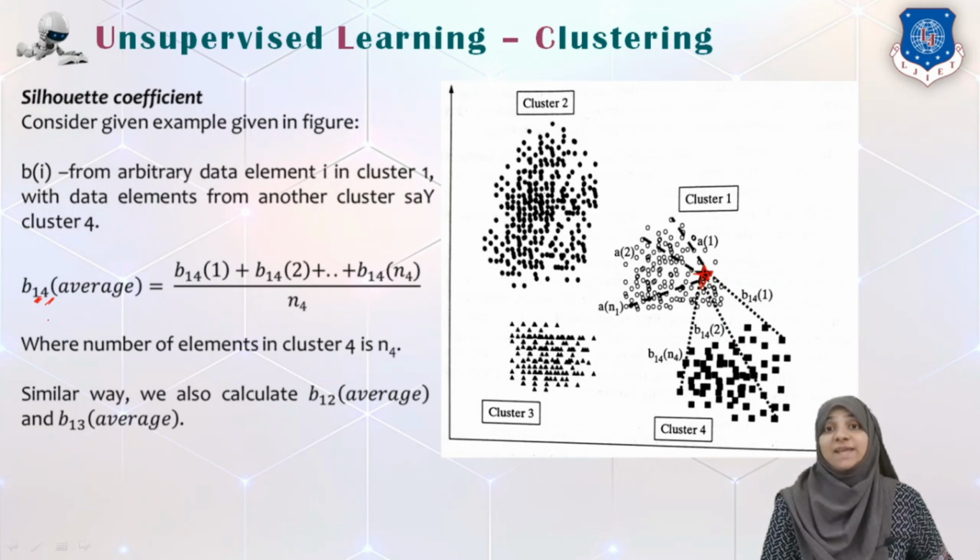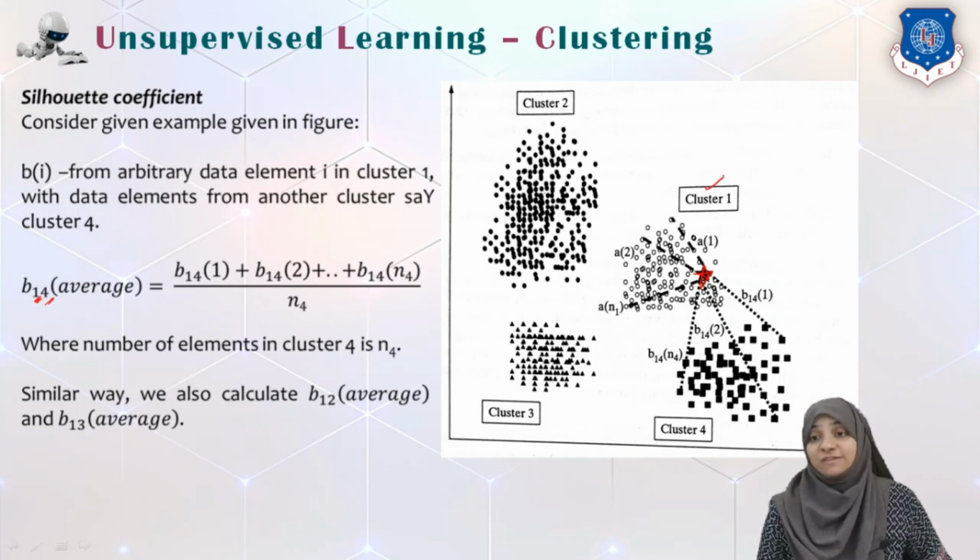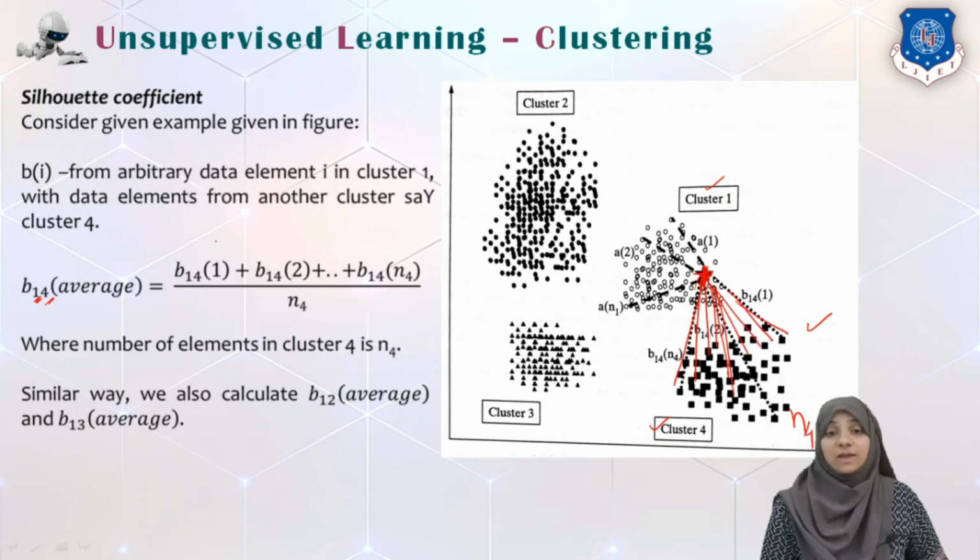That's why we are writing B of 1, 4. That means distance between this cluster sample and this cluster sample will be calculated. Now here we have to calculate distance from the star to all other points. So if there are N4 number of samples, we will calculate distance from this sample to all other N4 samples. And those distances will be written as B14 of 1, B14 of 2, up to N4.